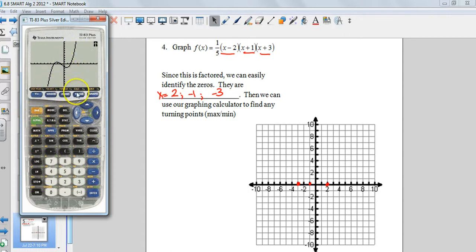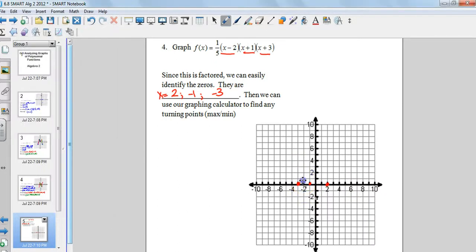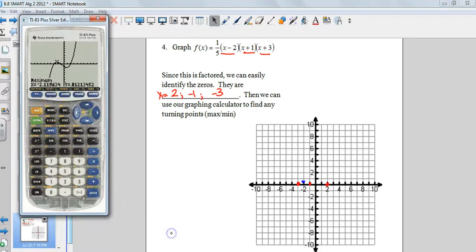If I do second trace, let's find the max first just because I feel like it. Go a little bit to the left, a little bit to the right, enter, and enter. He's at -2.12, 1.81. Okay. So again, you're going to do the best you can. -2 and a little more. So like, he's roughly right there. And then I want you to be a little bit accurate on your homework.